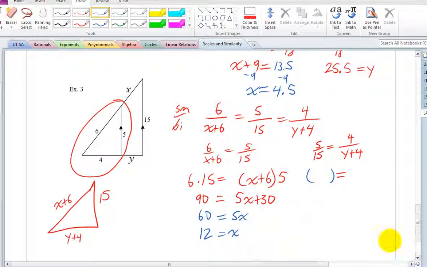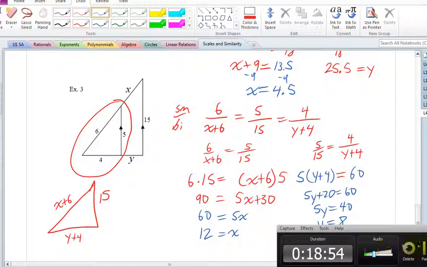Woo! X equals 12. How many people got x equals 12? Awesome, outstanding. So 5 times y plus 4. What's 15 times 4? 60. 5y plus 20 equals 60. 5y equals 40. Y equals 8. Hands up if you got y equals 8. All right.